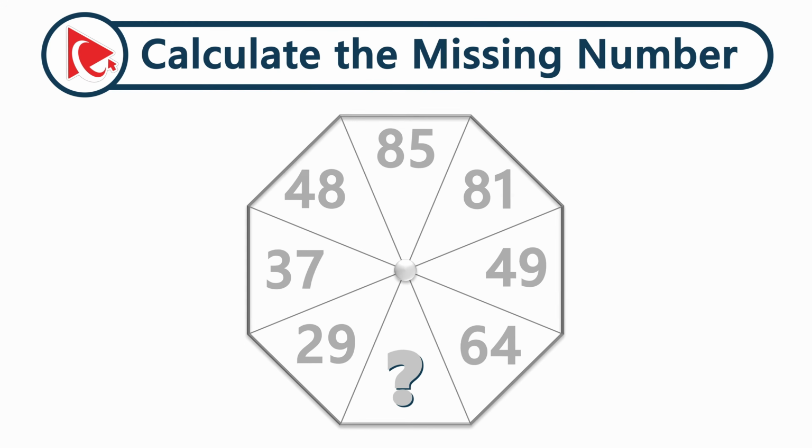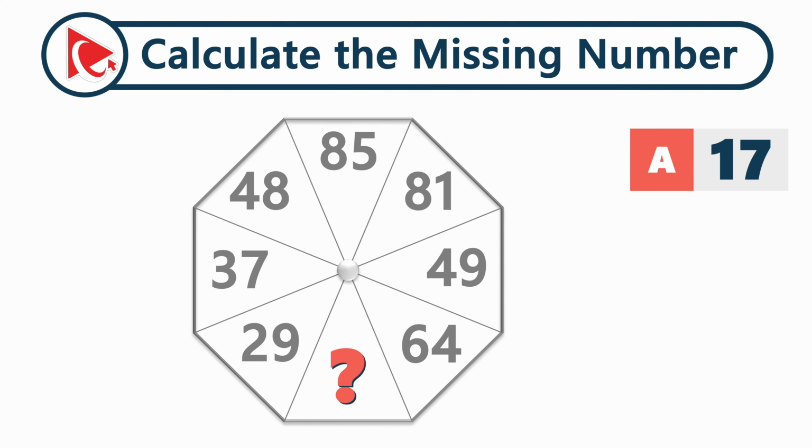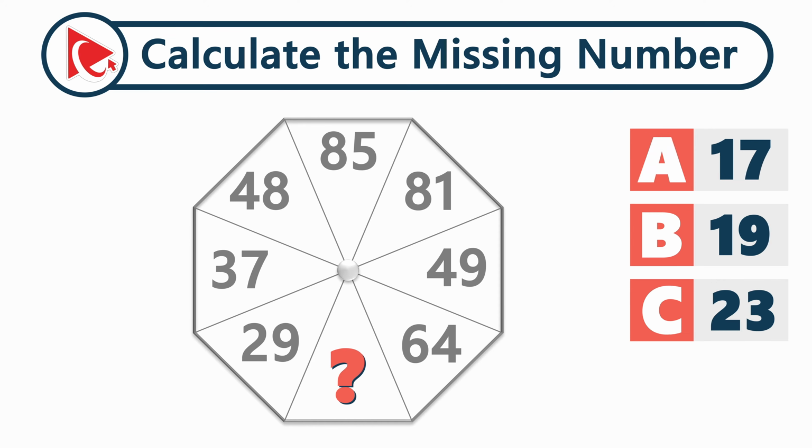You're presented with the Octagon. It has 7 numbers and the 8th number is missing. The numbers are 29, 37, 48, 85, 81, 49, 64, and then comes the missing number, which you need to calculate and select out of 4 possible choices. Choice A, 17, choice B, 19, choice C, 23, and last but not least, choice D, 25.